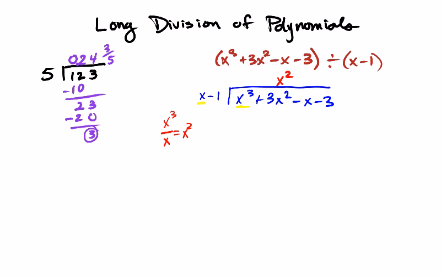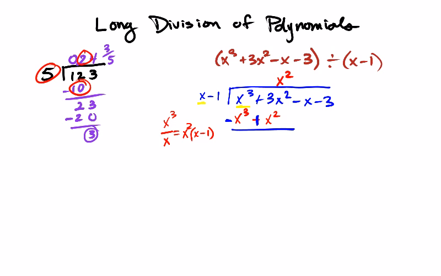Then, like over here, when I had 2 and I multiplied by 5 to get 10, I'm going to do the same. I'm going to take x squared and I'm going to multiply by x minus 1 to see what needs to go underneath the polynomial. And so x squared times x is x cubed, and then x squared times negative 1 is negative x squared. Then normally we would subtract down, but since it's polynomials, my suggestion to everybody is always to change the signs and add down, because adding the opposite is the same as subtracting.